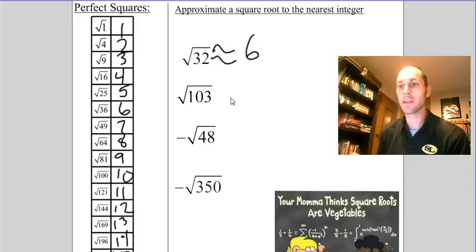Square root of 103. Go down our chart. It's between 100 and 121. It's closer to the square root of 100. So that's going to be approximately 10 to the nearest whole number.